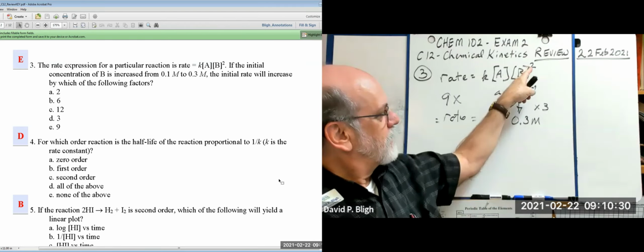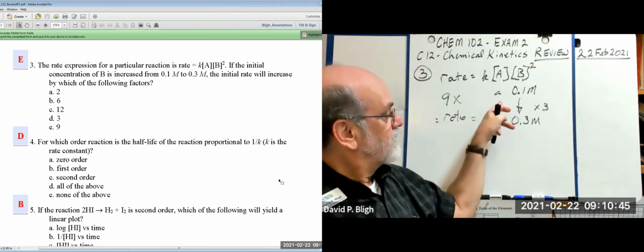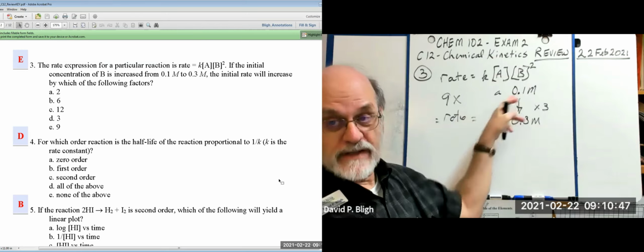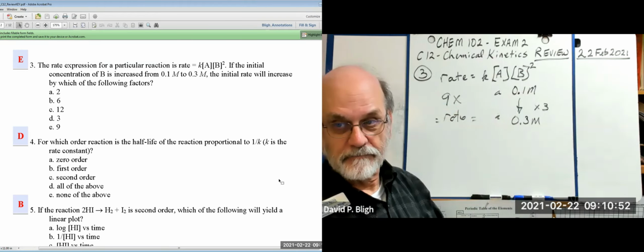because this second order means that you're 9 times the rate, instead of, if it were first order, like A would undergo the same change, then you would have only 3 times, and the rate would be 3 times as fast.